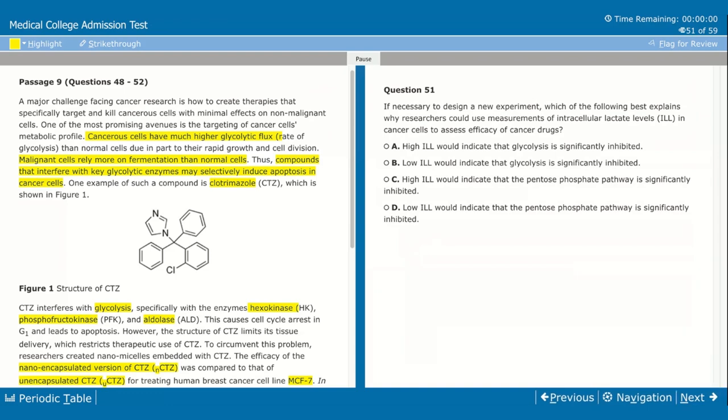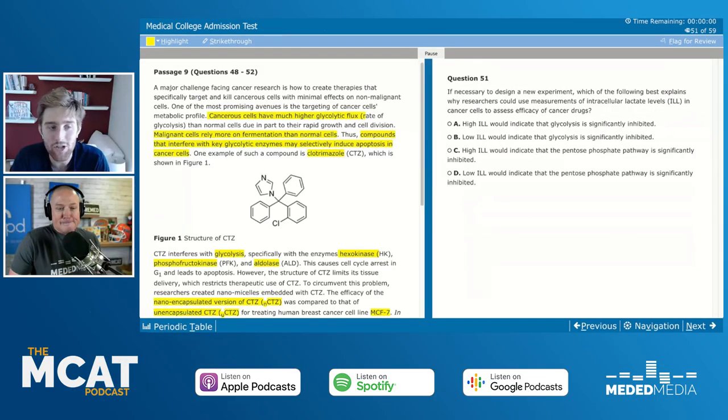Yeah. Certainly if I were going through this, I feel like I've had to train myself for so long out of overthinking that I'd be like, this passage is about glycolysis. Why would it be D? Irrelevant. And of course, if there are some nuggets of content that you're missing, then actually it might be D. But yeah, in this case, the answer is B. Yeah. Low intracellular lactate would indicate that glycolysis is significantly inhibited.